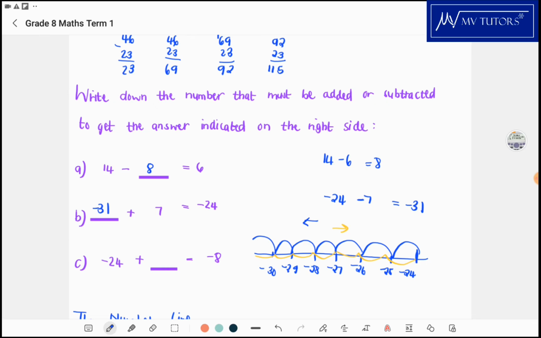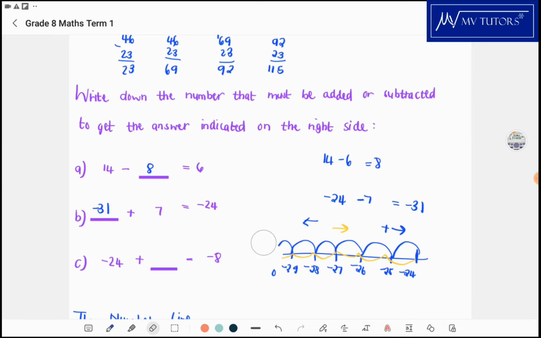All right, so the fact that negative 24 is smaller than negative 8 means I added something. And if I add, it means I'm going to the right. Okay, so I added. Therefore, I'm going to the right. So what do I need to add in order to end up with negative 8?